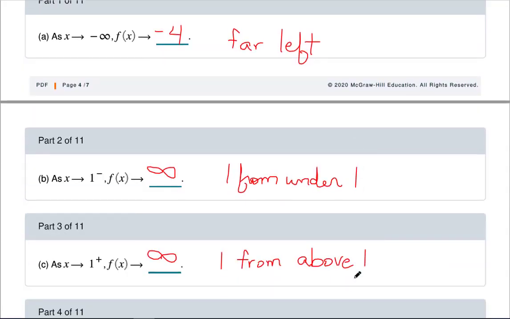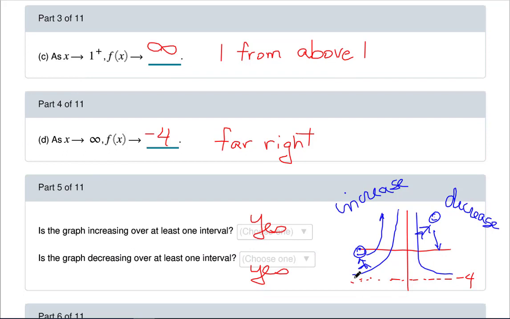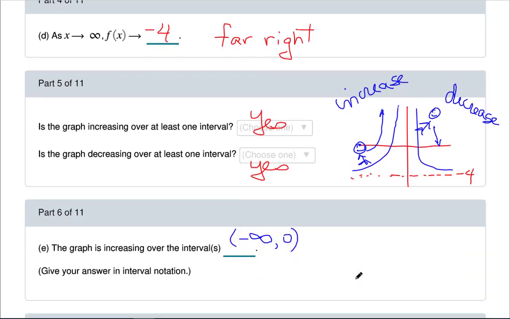Alright, and we talked about all of those things. Where is the graph increasing? Let's see. On this piece here, I am going up. So on that piece, we are increasing. And on this piece, we are decreasing. So yes, there is increasing and decreasing.